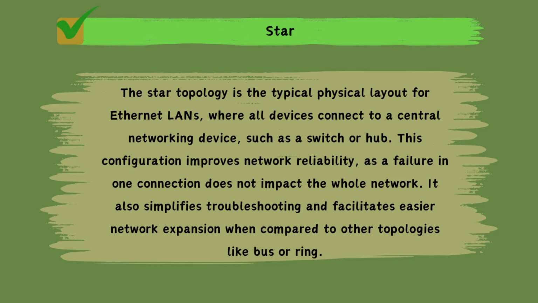a central networking device, such as a switch or hub. This configuration improves network reliability, as a failure in one connection does not impact the whole network. It also simplifies troubleshooting and facilitates easier network expansion when compared to other topologies like bus or ring.